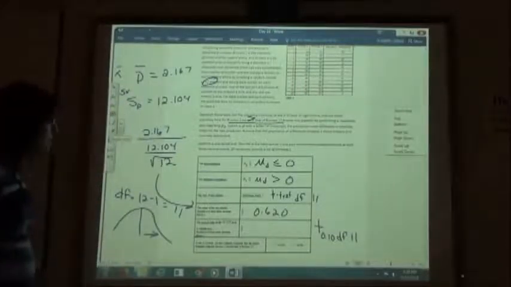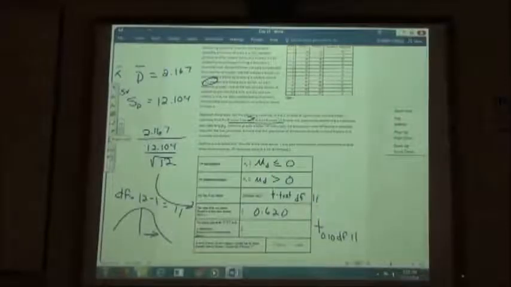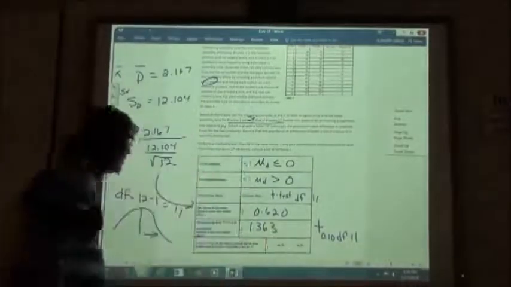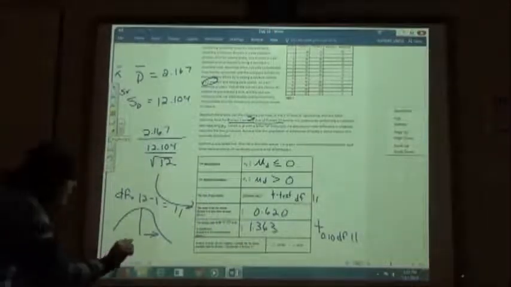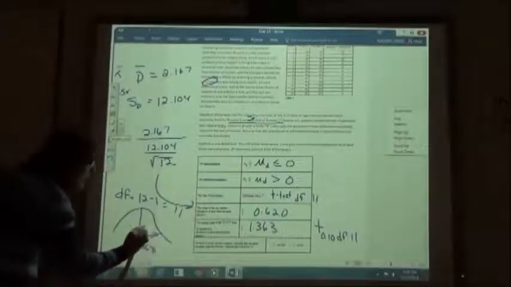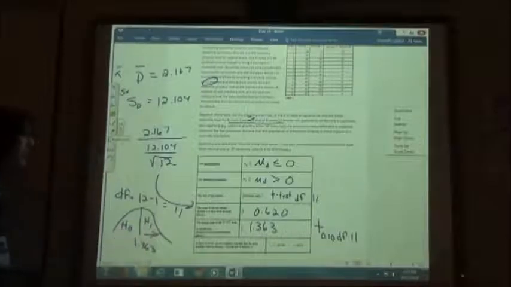And so on our calculator, when we put that one in, we get 1.363. So 1.363 is our dividing part. The greater than is my H1, my alternative. The less than or equal to would be on the other side then, right? Since my difference greater than 0 is my alternative hypothesis.